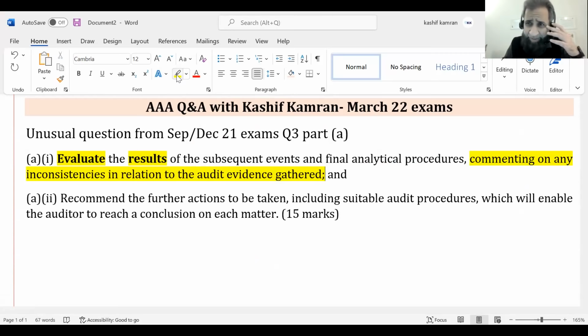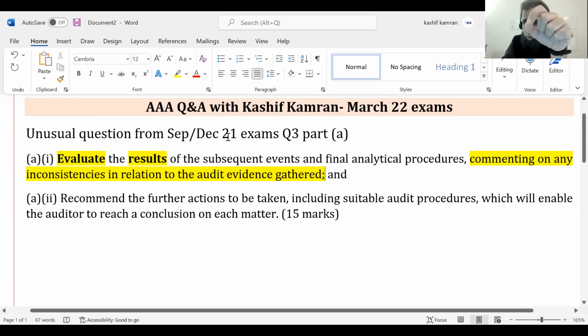I remember the December 16 question number 2. In the December 16 question number 2, the examiner asked for comment on the sufficiency and appropriateness of the evidence. I think if I'm right, it was even in the March 20 paper, question number 2A or 2B, comment on the sufficiency and appropriateness of the evidence. So this requirement is nothing unusual, but the way the question started was unusual.